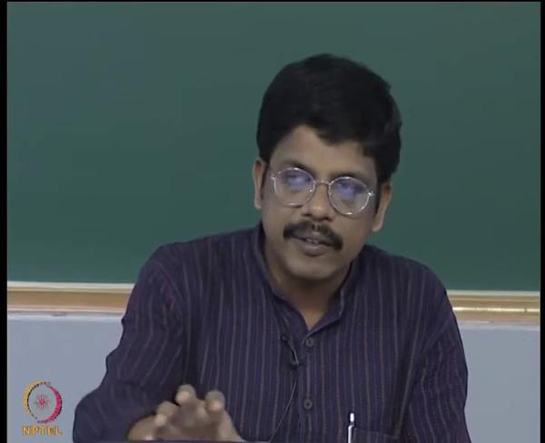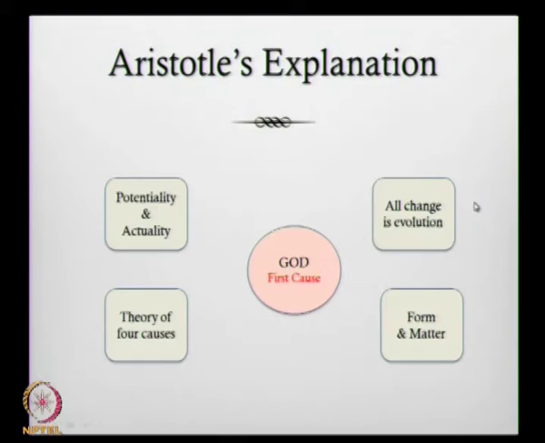Now, we have God at the center. If you see this picture, you will understand the entire explanation which Aristotle was trying to provide. You have God at the center, which is the first cause, and you have potentiality and actuality. Every object is potential, and in order to actualize its form, all change is evolution. Theory of four causes and form and matter: so far, I have not explained the theory of four causes, which I will be doing now. Before we do that, let us reframe the question.